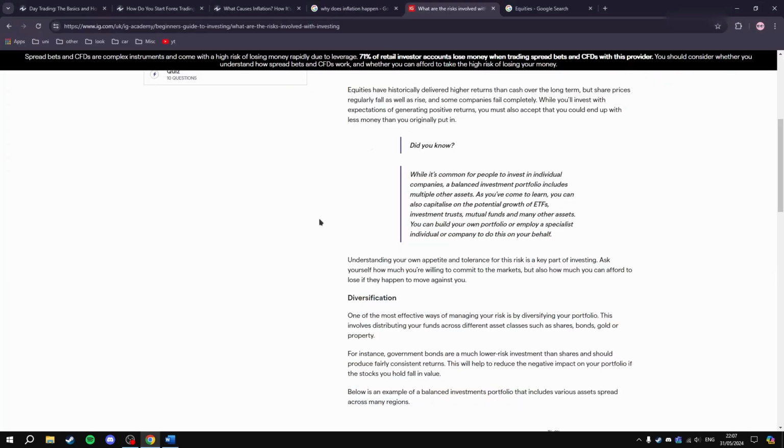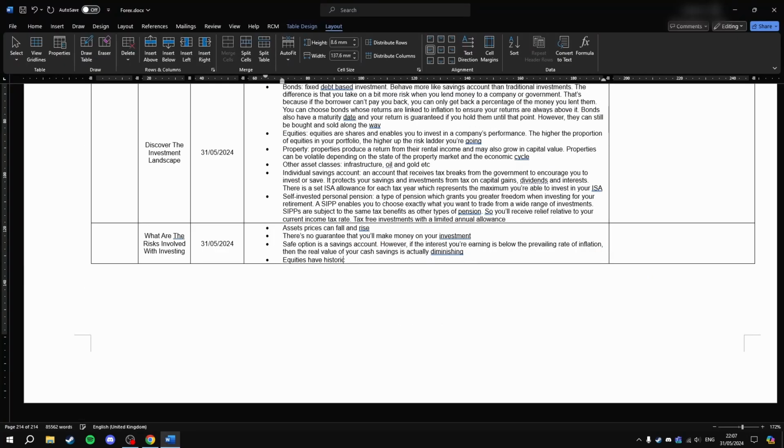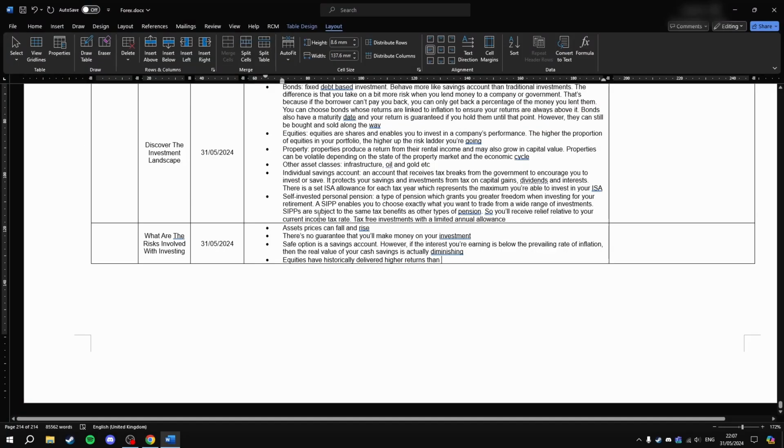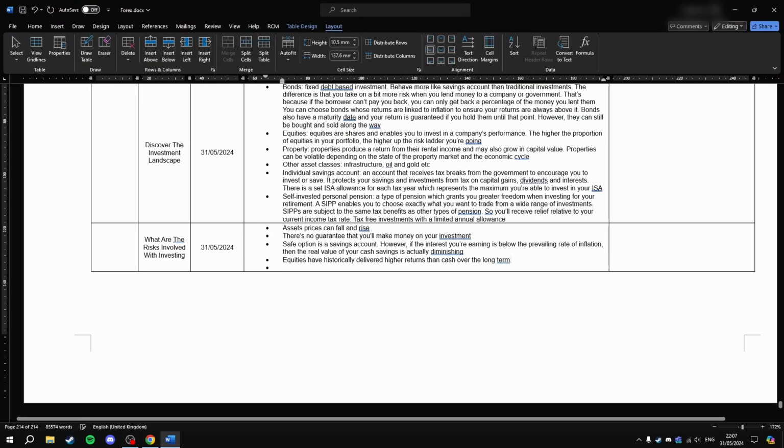Equities have historically delivered higher returns than cash over the long term.